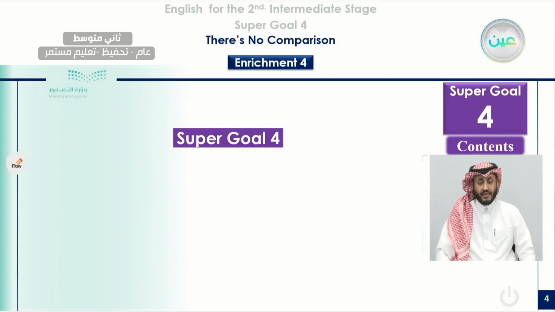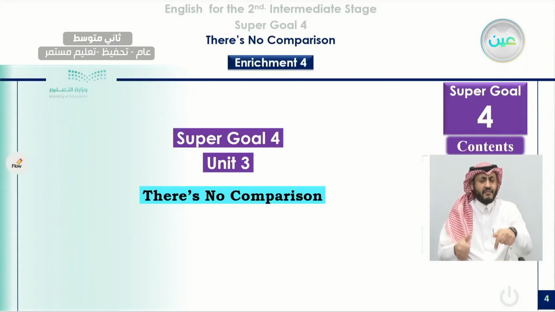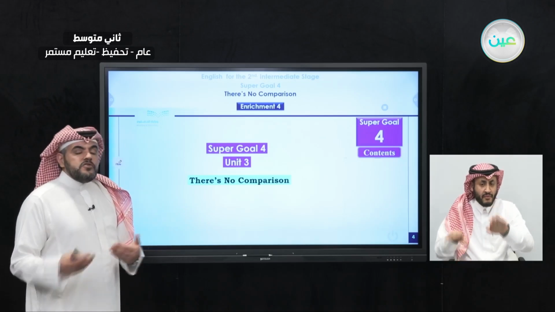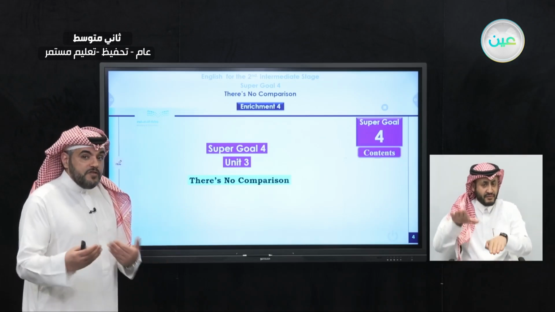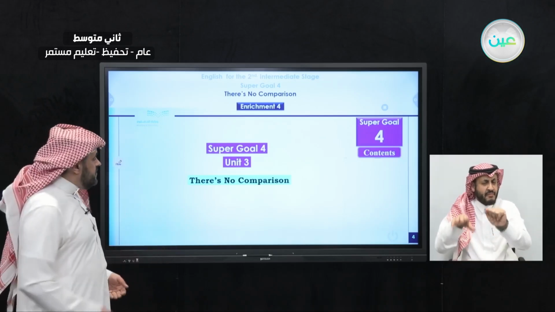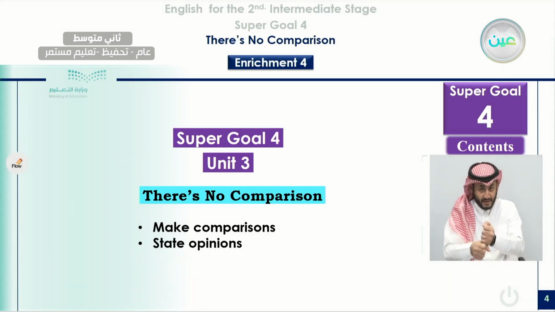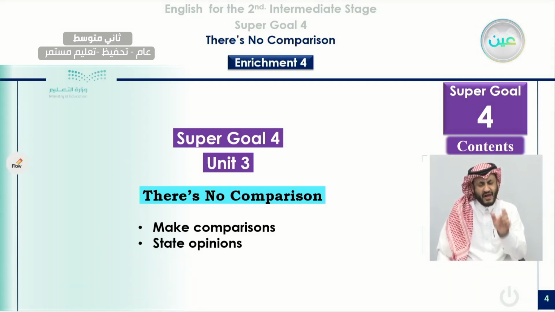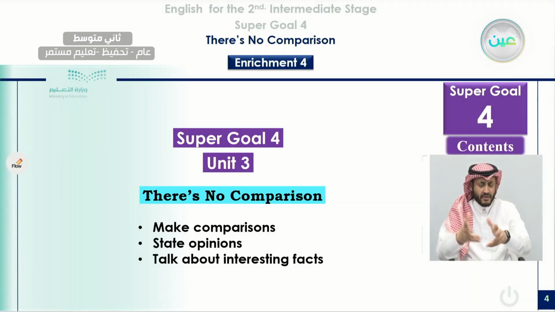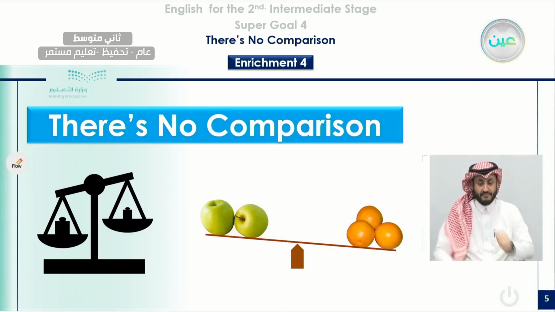In our class today, we are going to apply the 7 skills needed in your final exam on some exercises from Unit 3. The title of this unit is There is no comparison. What do you mean by that? That means you cannot compare two things. Two things are not equal. We'll come to the explanation of that later on. In this unit, you're going to make comparisons, and also you're going to state opinions, to express your opinion, and also you will learn how to talk about interesting facts. Okay? This is the title of this unit.